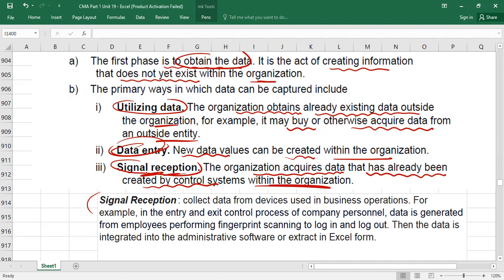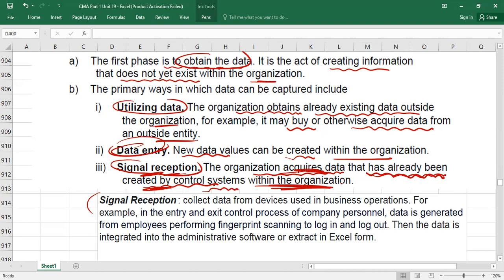So that is signal reception. Signal reception is what? The organization acquires data that has already been created. Like you have already created it, and you are getting this information now from your control system within the organization.